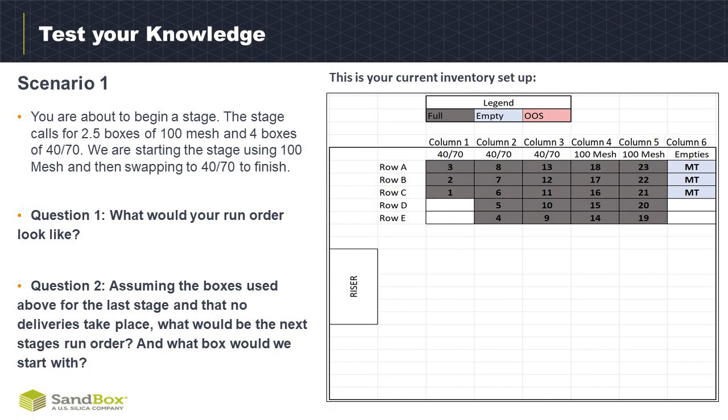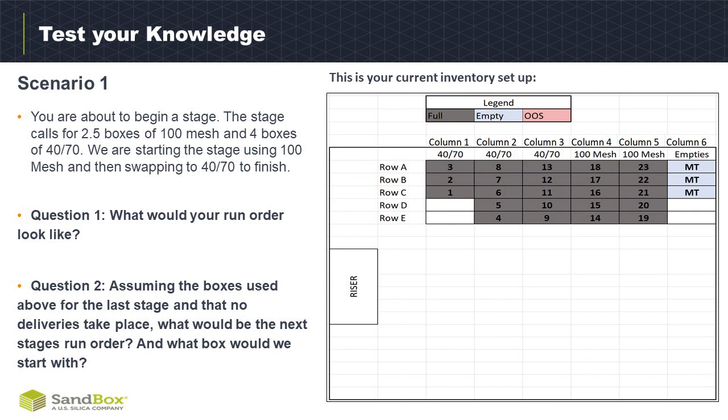There are 5 rows and 6 columns with a total of 23 loaded boxes. There are 13 40-70 boxes in columns 1, 2, and 3, and 10 100 mesh boxes in columns 4 and 5. And lastly, there are 3 empty boxes in column 6.